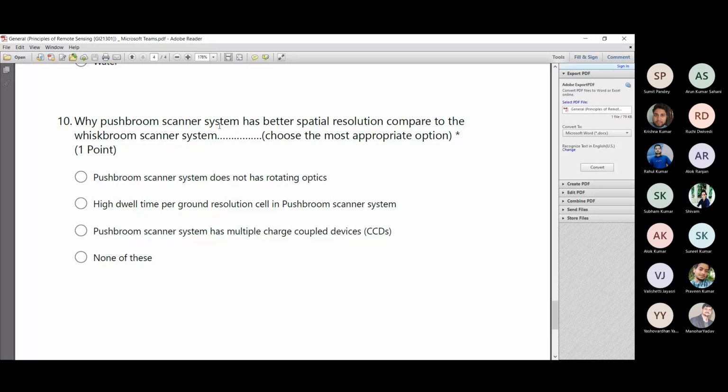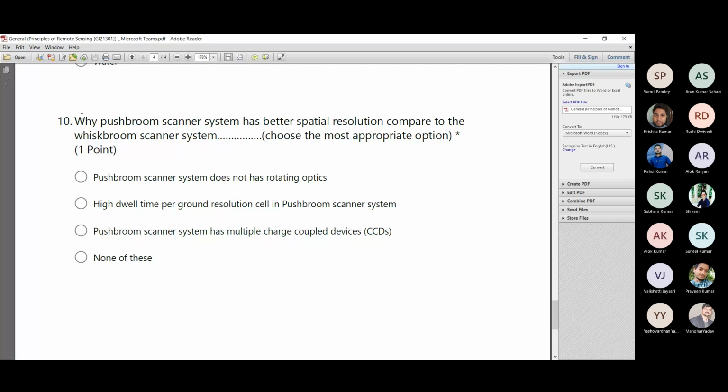In case of pushbroom scanner system, we have a dwell time that is very high compared to whiskbroom. Okay. It means in pushbroom scanning system, a single CCD senses the corresponding GRC for a longer time. And there is a possibility that extra energy is collected at the sensor that is not required. So that extra energy can be compensated by decreasing the area being sensed. So in case of pushbroom scanning system, there is a possibility to decrease the area that is being sensed, because enough energy is already collected.